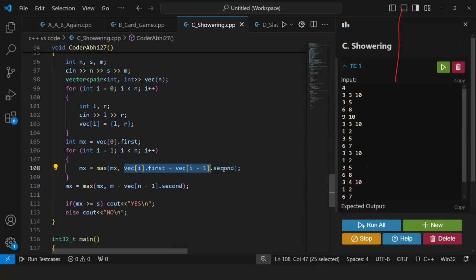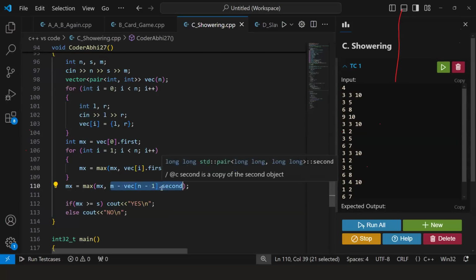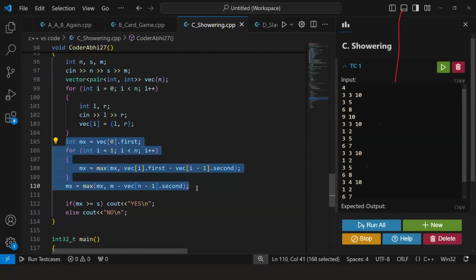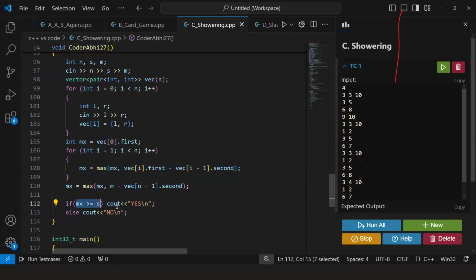This gives me the gap between the two intervals, and I am trying to maximize this gap. In mx, I would store the maximum gap. The last one would be m minus the end of the last interval. That also we would maximize. So in mx, we have stored the maximum of all the empty gaps that we have. If that maximum gap is at least s, we would say yes. Otherwise, we would say no. I hope this problem is clear.